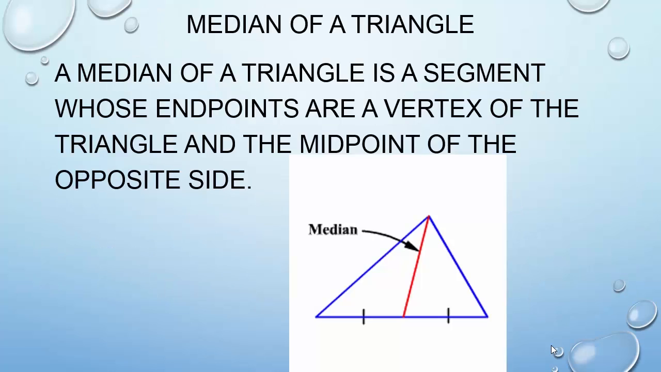We start with definitions. Our first vocabulary word is median of a triangle. A median of a triangle is a segment whose endpoints are a vertex of the triangle and the midpoint of the opposite side. This is important to know as it's different from the altitude of a triangle, which we will see in a little bit. So a median goes from the midpoint of a side all the way up to the vertex. So across from the midpoint up to the vertex, and that is the median of a triangle.